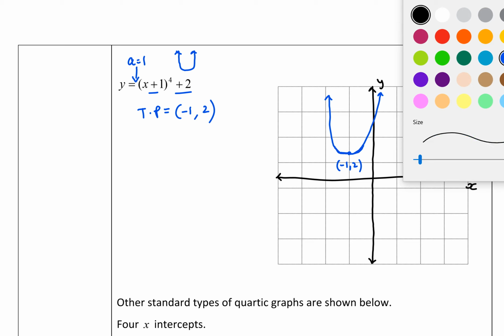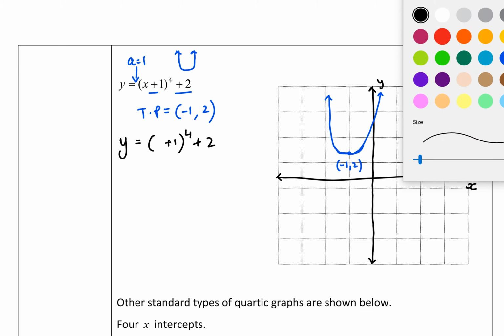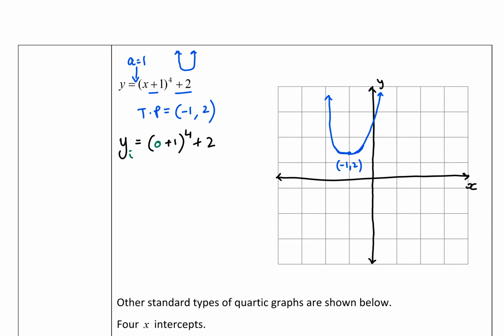Now to find the y-intercept, I'm just going to let x equal 0. So letting my y-intercept where x equals 0 gives me the fact that y is equal to 1 plus 2, which is 3. So in this case I'll have (0, 3).